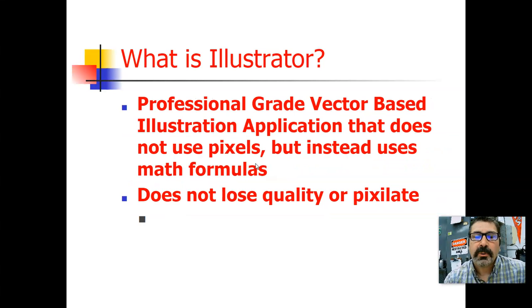What is Adobe Illustrator? This is red, so you have to write it down, but don't write it down word for word. Put down: Illustrator is a professional, vector-based illustration app. Write that down in your notes, and then let's go from there.